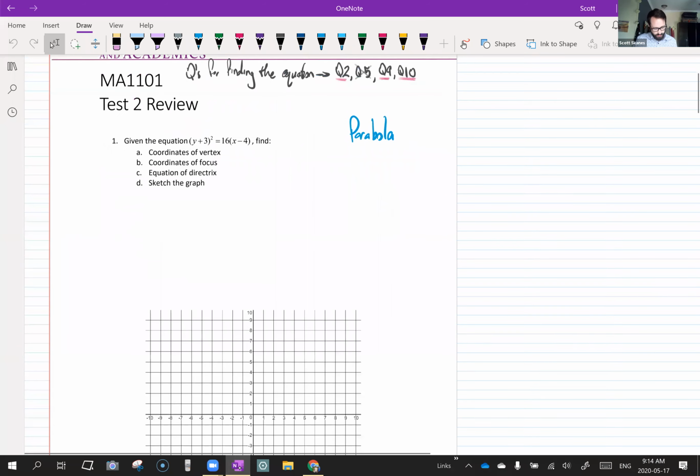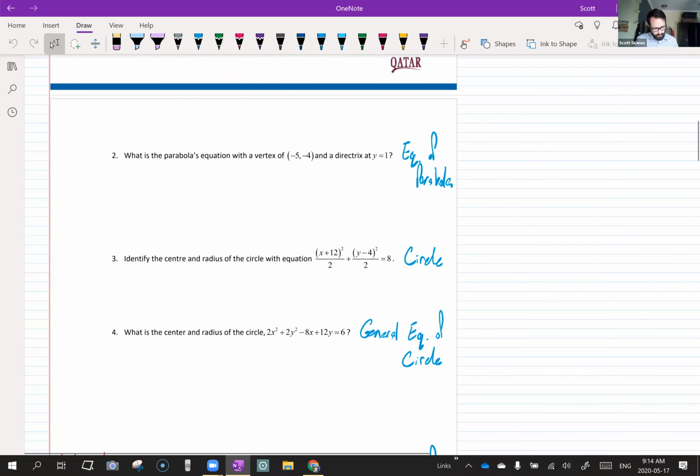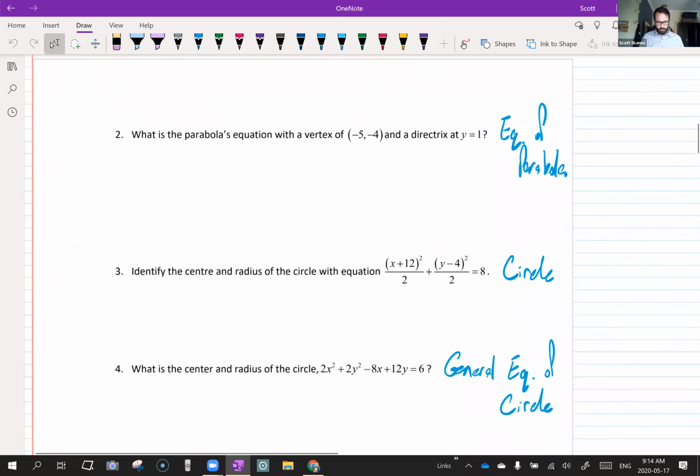So let's see, this one's given the equation, not interested. Okay, what is the parabola's equation with a vertex of (-5, -4) and a directrix of y equals 1? So this is almost directly from some of your questions. I'm going to do as many as I can. So just stop me if you need me, but otherwise you can just watch the video, okay?